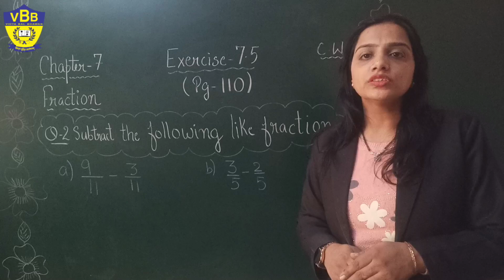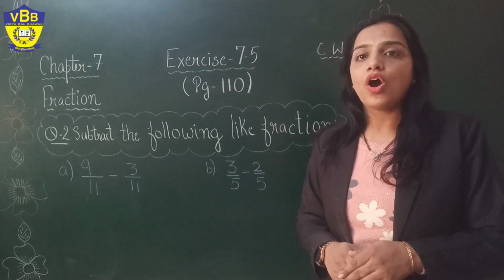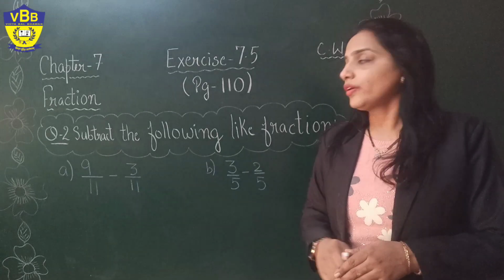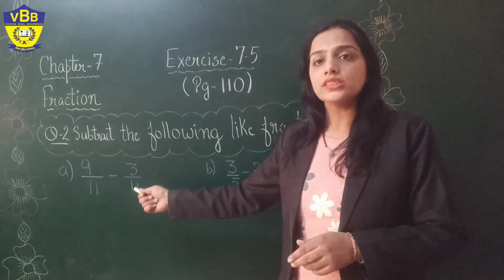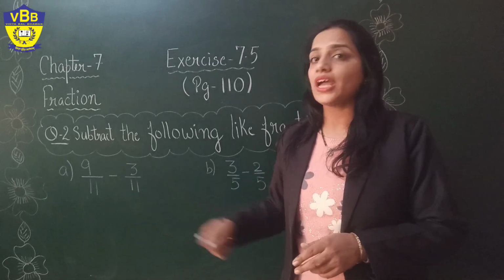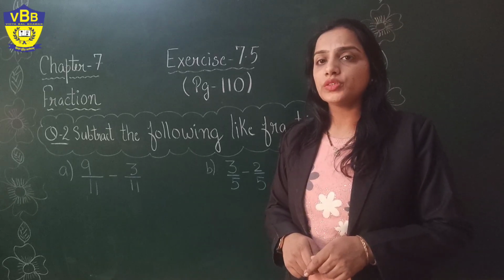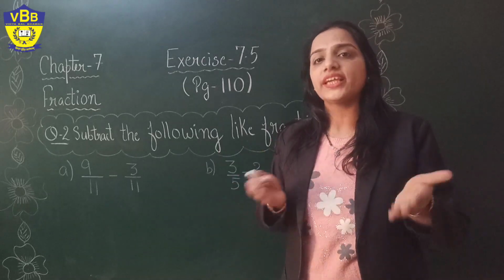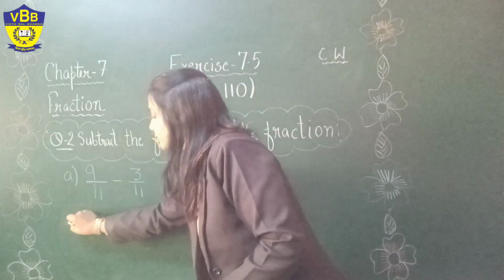Now we will move forward toward question number 2, in which we have to do the subtraction of like fractions, right? So here on the board we have two questions. A is 9 by 11 minus 3 by 11. Again two fractions. Here both fractions have the same denominator. It means they are like fractions. So what will we do? The same as we did earlier in the addition, the same way, but instead of addition, here we have to do the subtraction. Now we will solve this question.